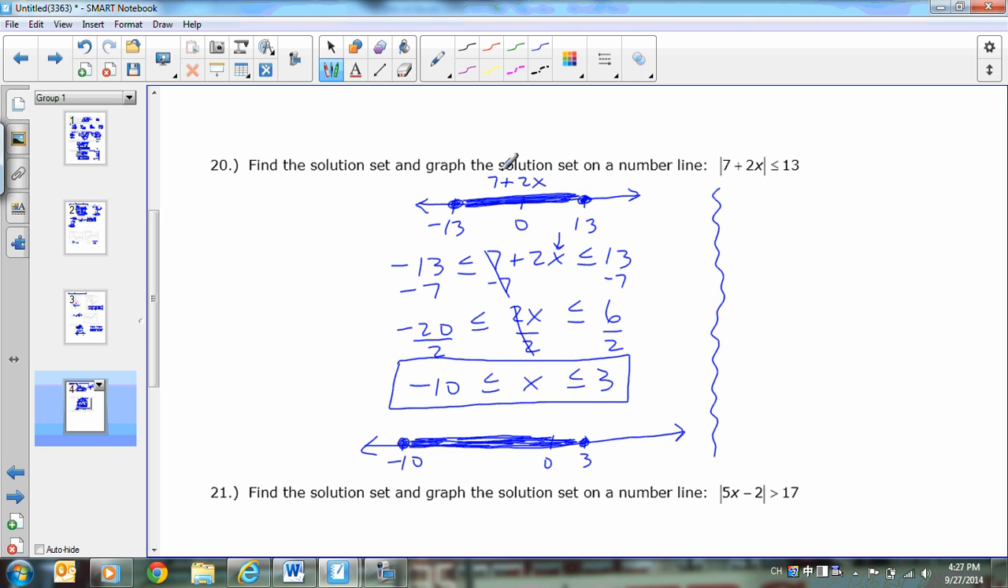We have this 7 plus 2x that is at the same time to the right of -13. So we would say 7 plus 2x is greater than or equal to -13, and at the same time look at 7 plus 2x that lies to the left of +13. So we would say 7 plus 2x is less than or equal to +13.